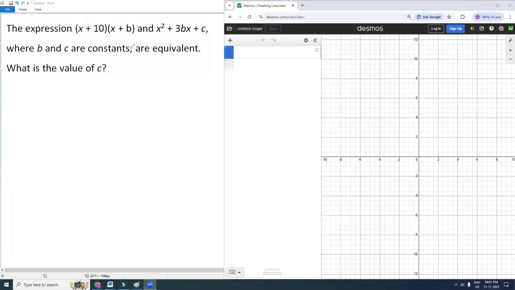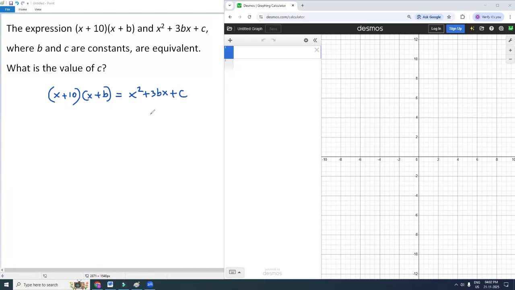The expression (x + 10)(x + b) and x² + 3bx + c, where b and c are constants, are equivalent. What is the value of c? The question says this expression and this expression are equivalent, so we can equate them. Then we get (x + 10)(x + b) = x² + 3bx + c. Here we get an equation.